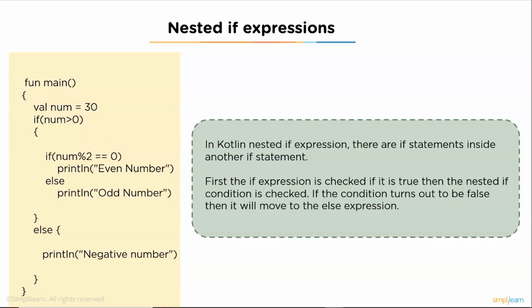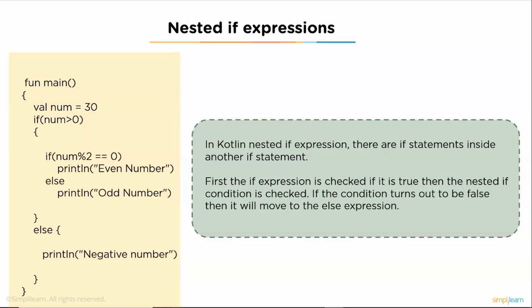In Kotlin nested if expression, there are if statements inside another if statement. First, the if statement is checked. If it is true, then the nested if condition is checked. If the condition turns out to be false, then it will move to the else expression.